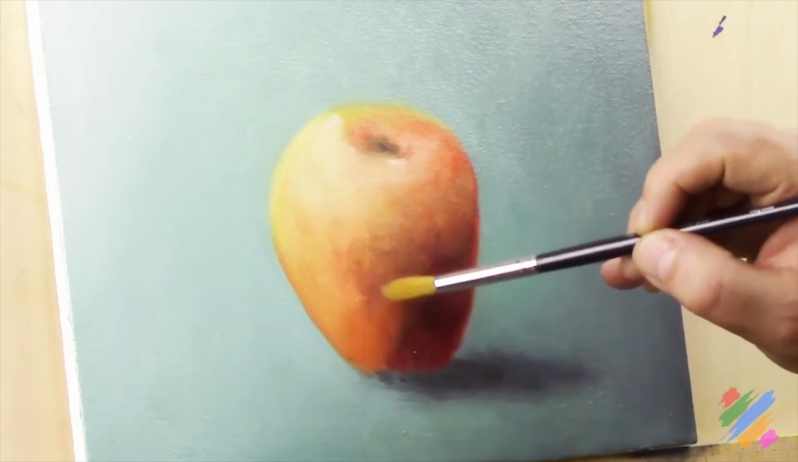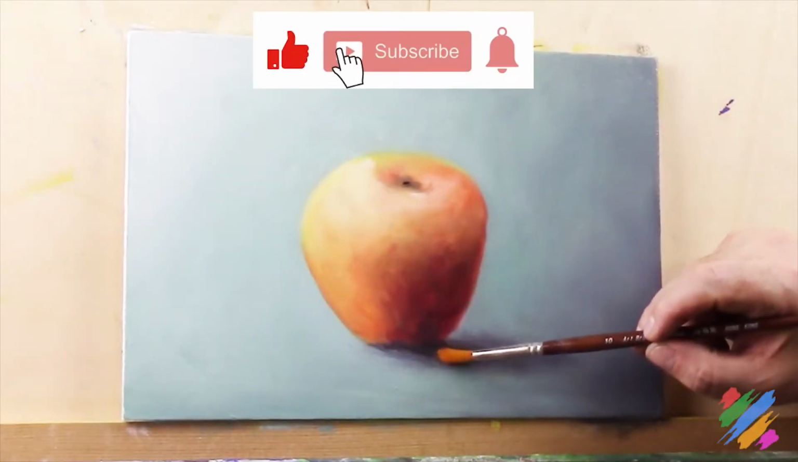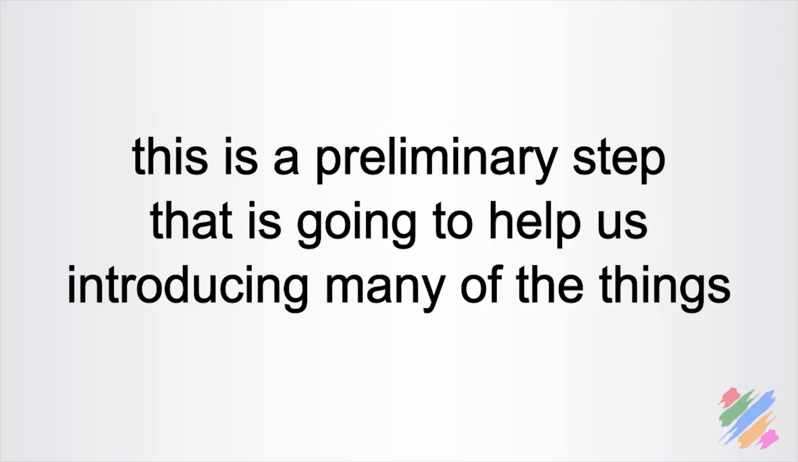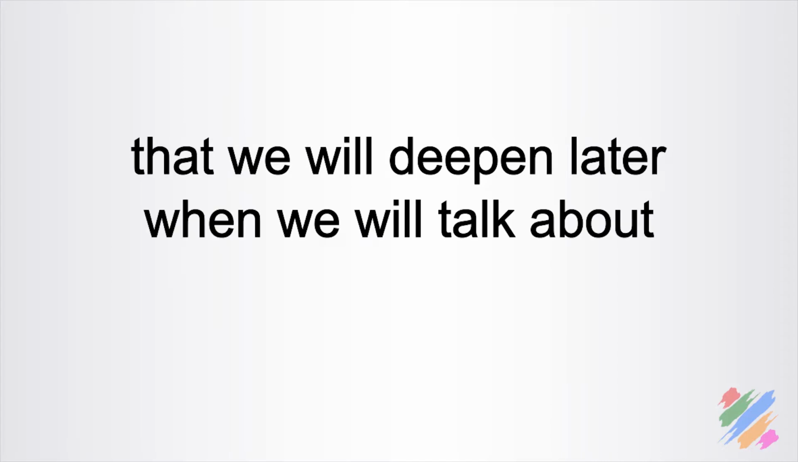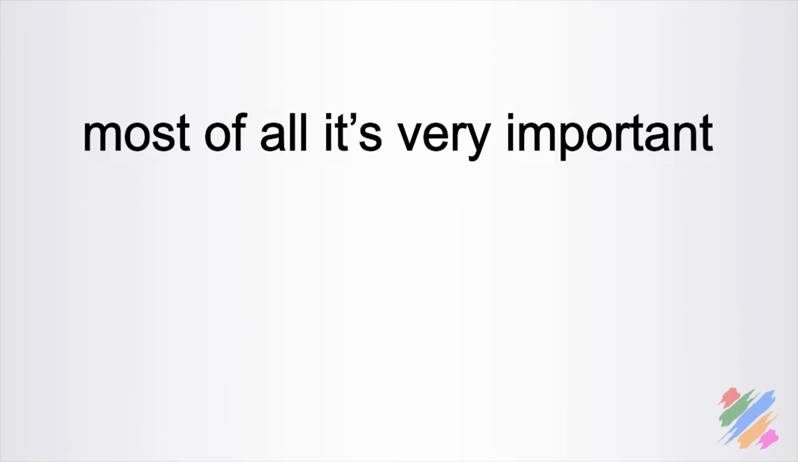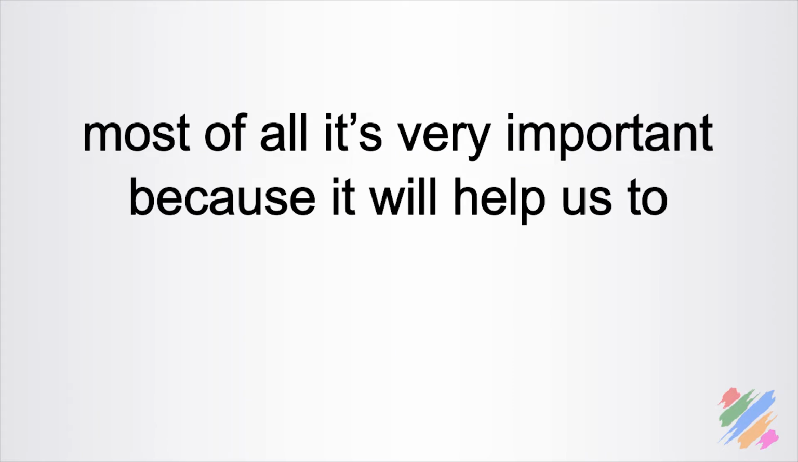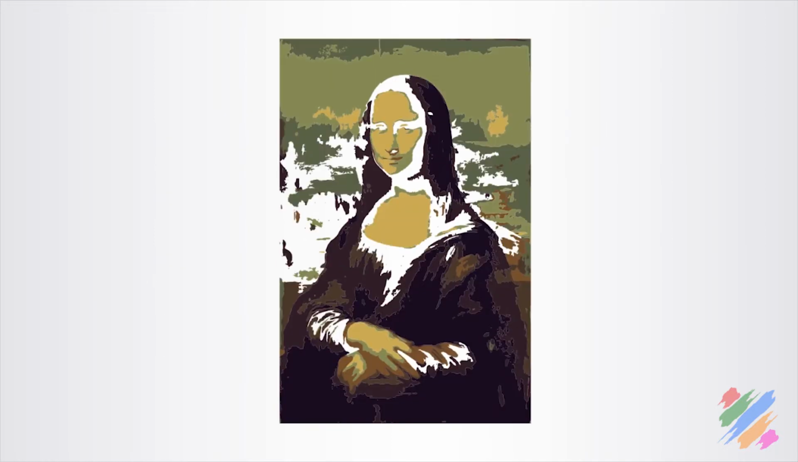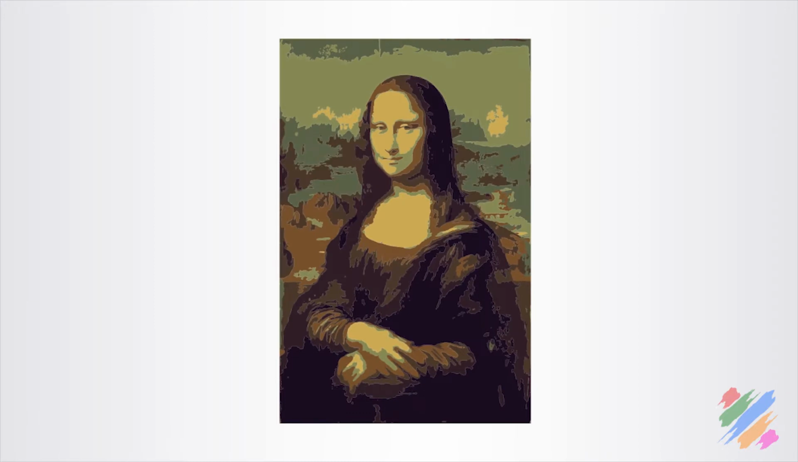In this video we're going to start approaching our first representative subject. We're going to paint a piece of silk of a uniform color. This is a preliminary step that is going to help us introduce many of the things that we will deepen later when we talk about representative and figurative painting. But most of all, it's very important because it will help us to understand how a representative painting, at the end, is just a bunch of colored stains that we put together on our support following specific rules.